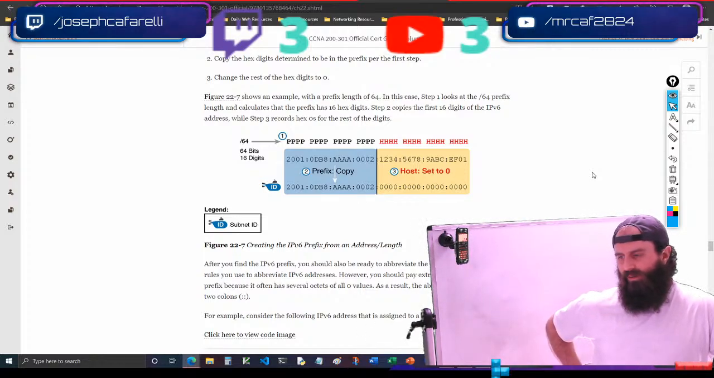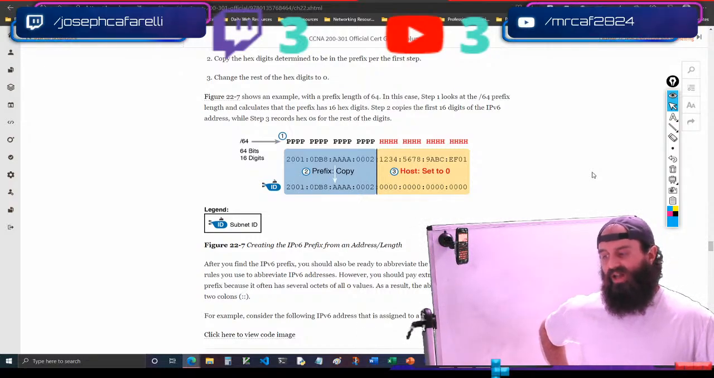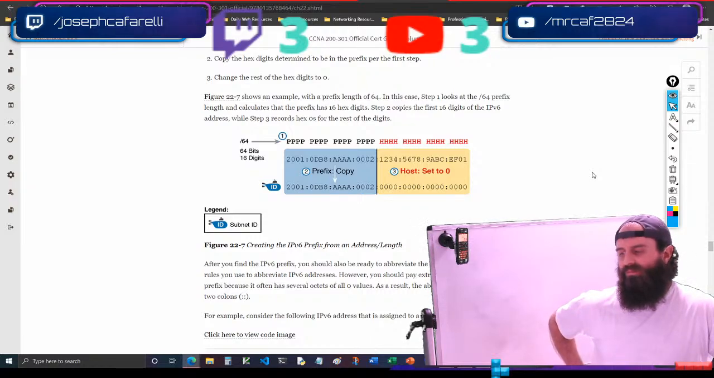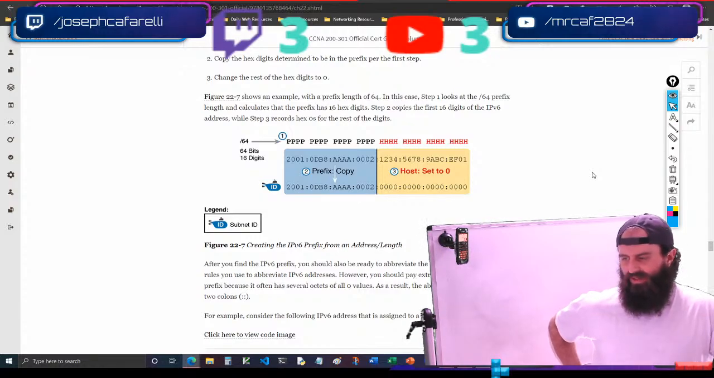The figure shows an example with a prefix length of 64. In this case, step 1 looks at the /64 prefix length and calculates that the prefix has 16 hex digits. Step 2 copies the first 16 digits of the IPv6 address, while step 3 records hex zeros for the rest of the digits.